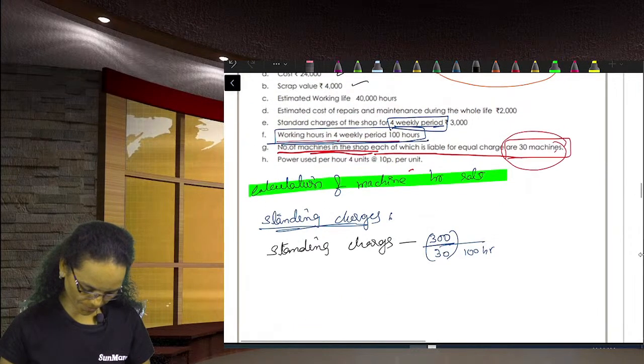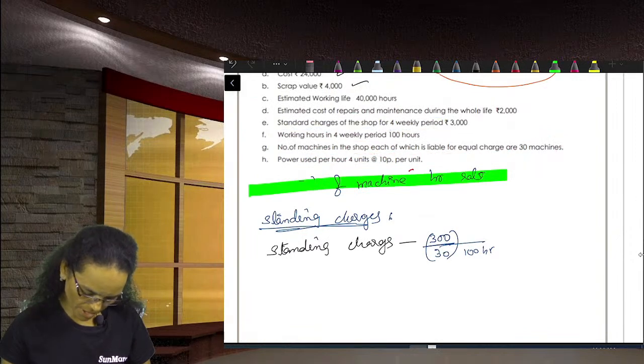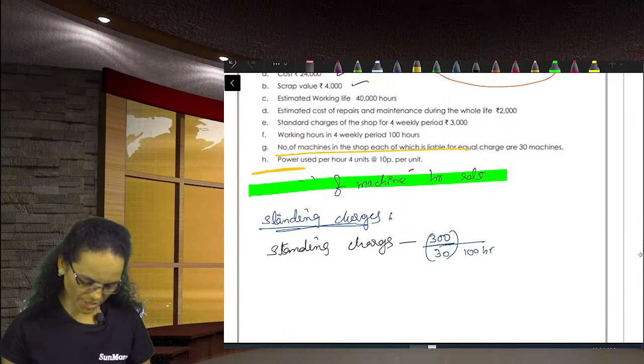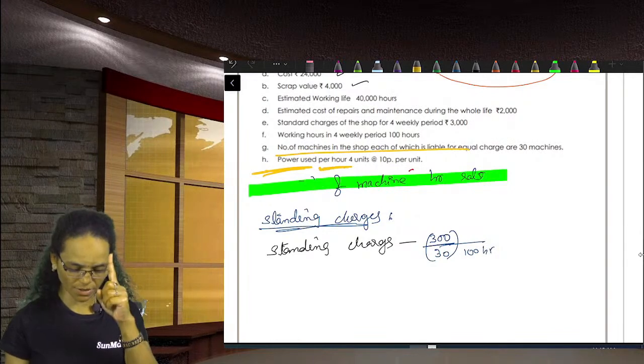Next, what we have, this one also taken care. Now the last one, power used for 1 hour, 4 units.